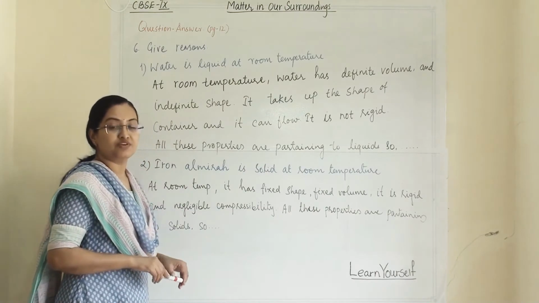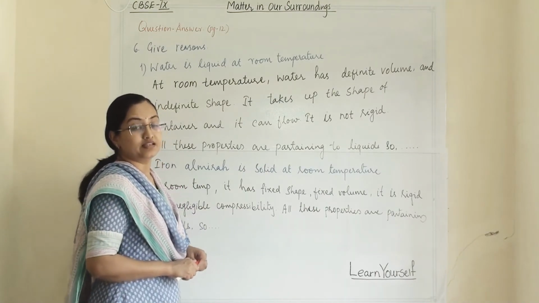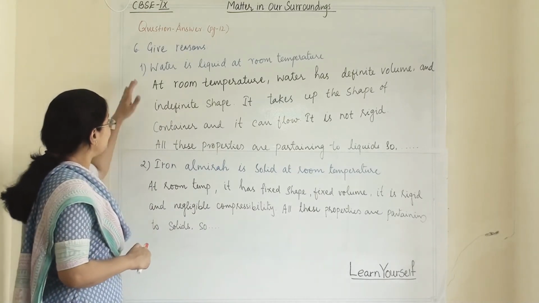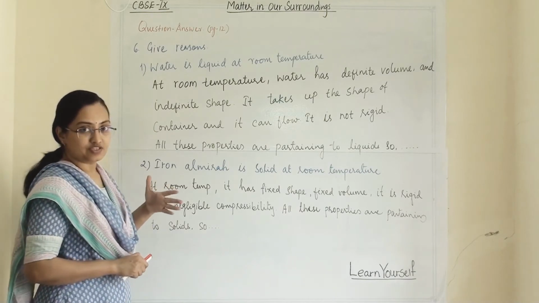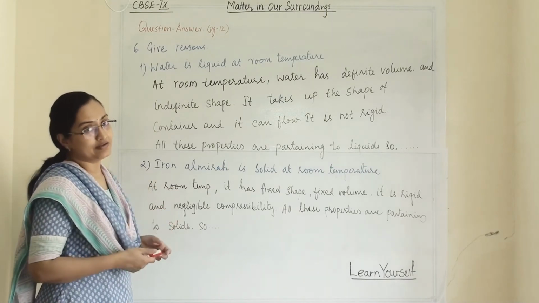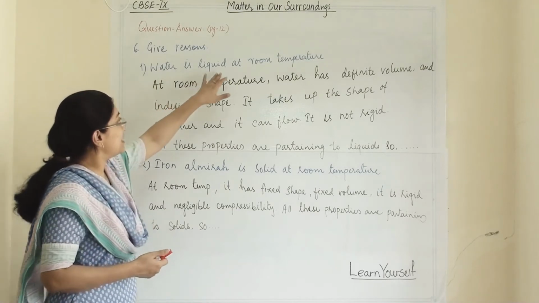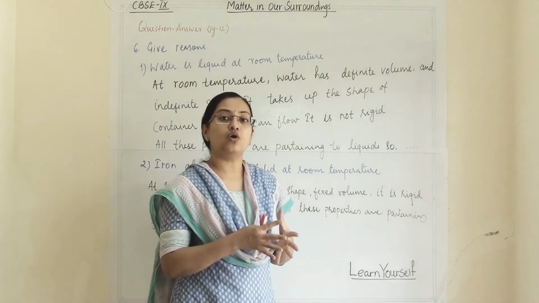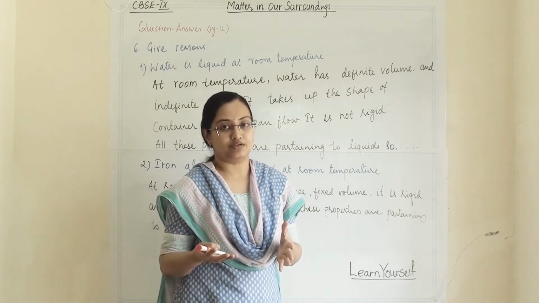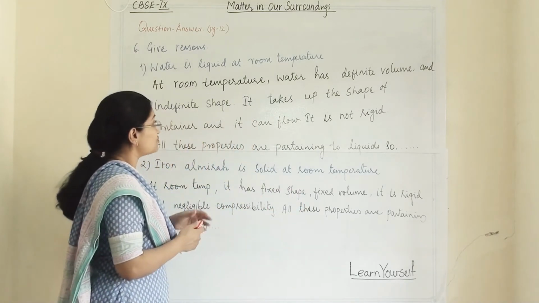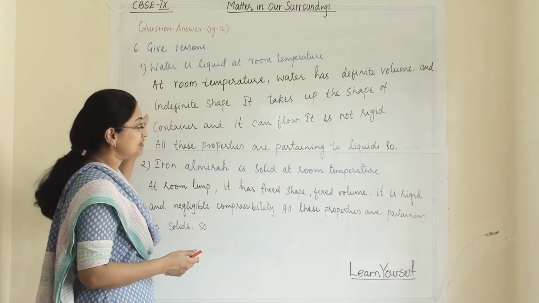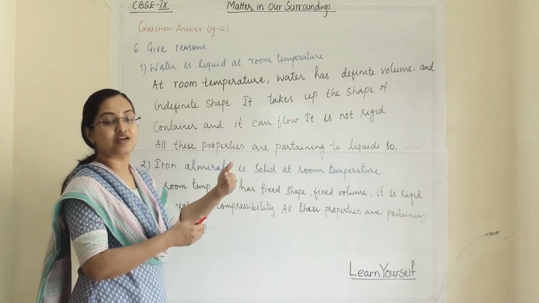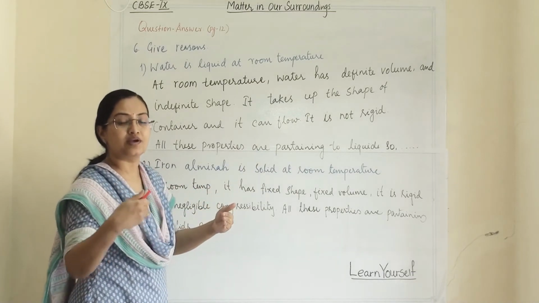In question 6 we have to give reasons for the characteristic of state of matter. So all these two reasons are based on characteristic property of solid, liquid and gas. So water is liquid at room temperature. In this they are asking why water is called a liquid at room temperature. Because water possesses all these properties and these properties are pertaining to liquid state. So that's why we can call water liquid at room temperature.